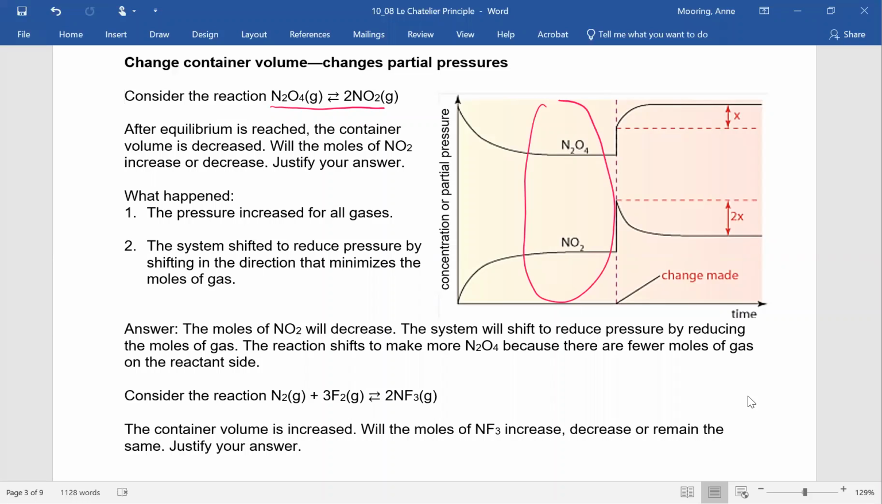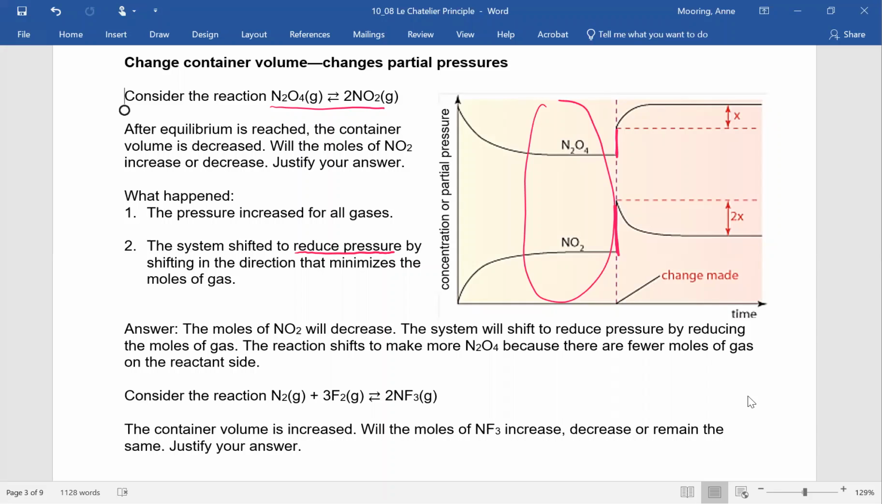Will the moles of nitrogen dioxide increase, decrease, or remain the same? Justify your answer. So let's take a look at what happened for the gases. We see that all of the pressures increase. The system is going to shift to reduce the pressure by shifting in the direction that minimizes the moles of gas. Remember, by Le Chatelier's principle, the system will always try to undo the change.